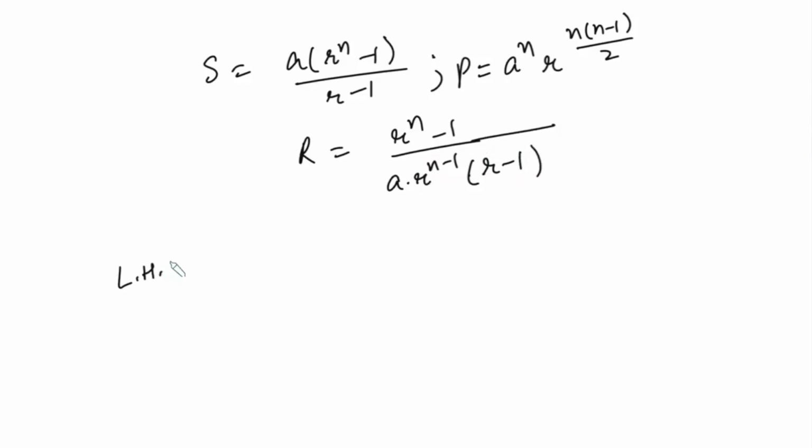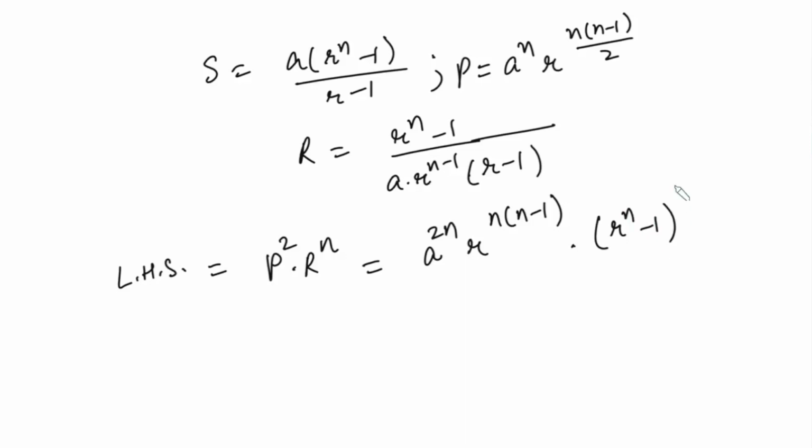And if we start with the left-hand side, which is P square times R raised to the power n, which will be equal to P square. So A raised to the power 2n, R raised to the power n times n minus 1 times R raised to the power n will give us R raised to the power n minus 1 raised to the power n divided by the denominator raised to the power n. So A raised to the power n, R raised to the power n times n minus 1 times R minus 1 raised to the power n.